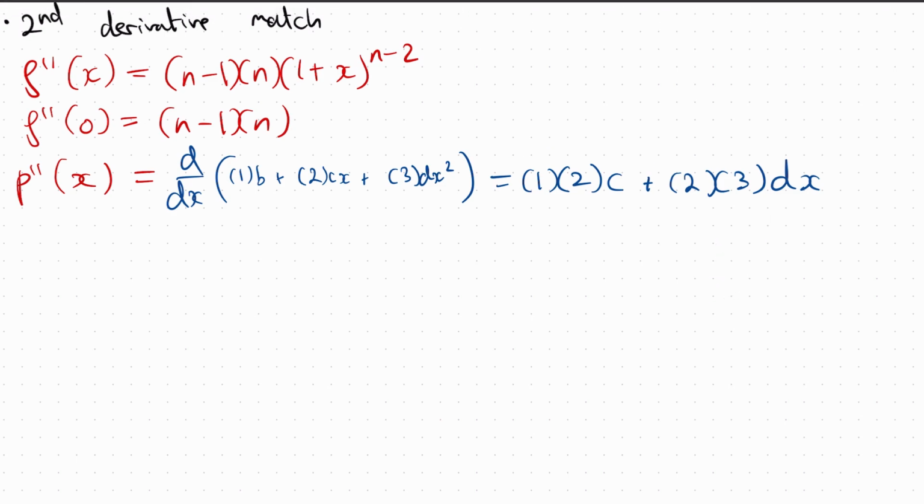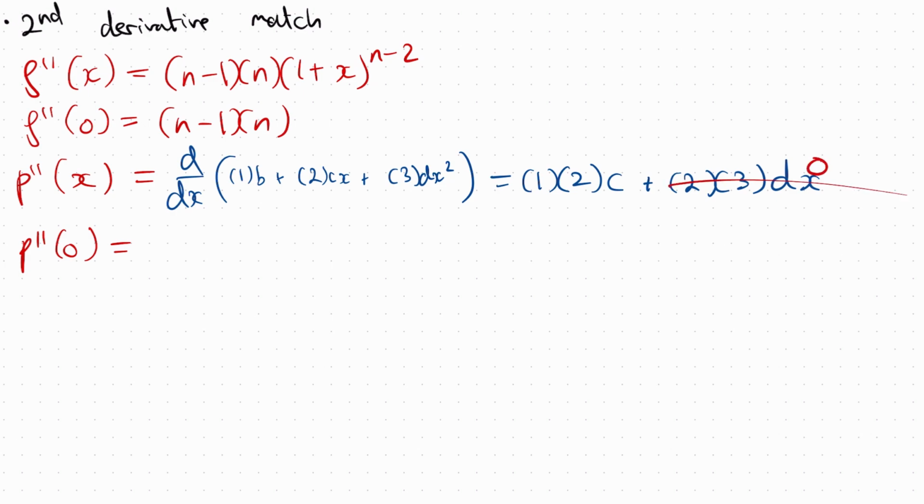So, yep, and now let us match these. If we put 0 into all of this, that's going to go to 0. The entire term is going to cancel out. So all we're left with is 1 times 2 of c. So therefore, this is the answer.